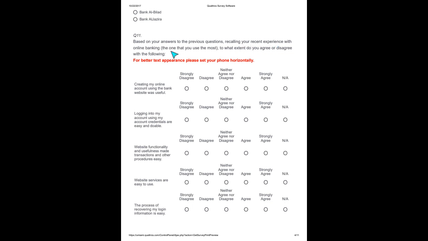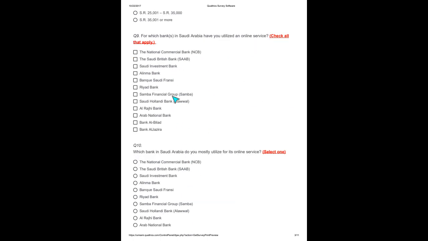Recalling your experience with online banking, the one that you use the most. You may ask, why did we ask this question? Because when you give me your response about this particular bank, and in the previous question you mentioned you have experienced more than one bank, that means I'm considering that you have interacted with other online banking, and you are giving me your response based on your comparison between the one that you use the most frequently and other banks.